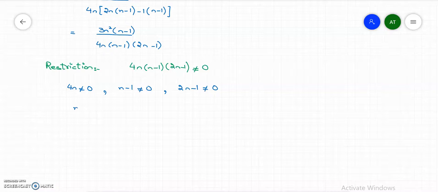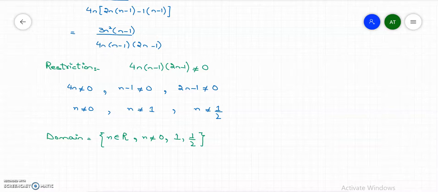Let's solve for n. So here n is not equal to 0. From here n is not equal to positive 1, and from here n is not equal to 1 divided by 2. So the restrictions are n is not equal to 0, n is not equal to 1, and n is not equal to 1 by 2. And let me state the domain as well. The domain would be n belongs to real numbers, because the variable n is used over here, and n is not equal to 0, 1 and 1 by 2. So the restrictions are basically the domain.